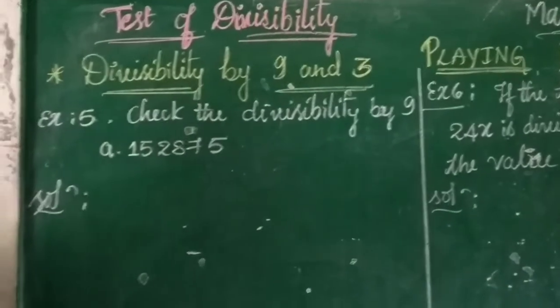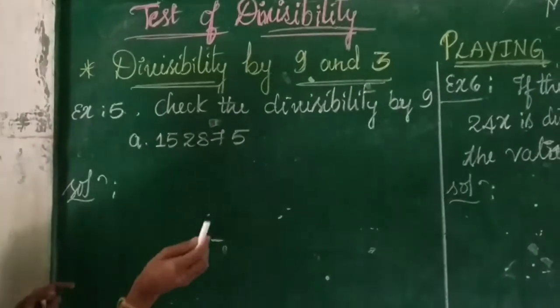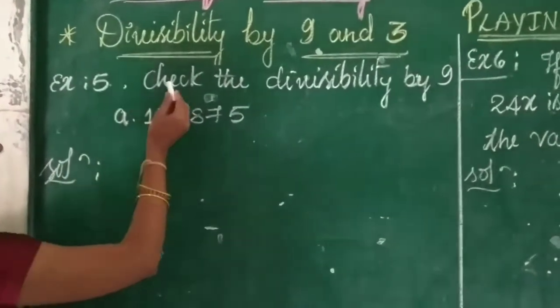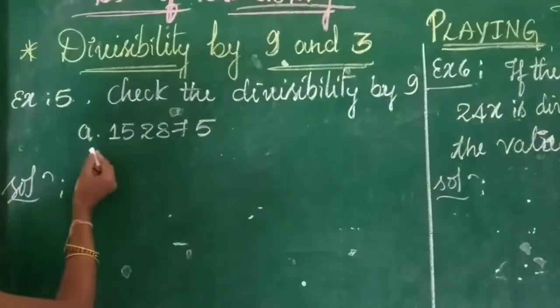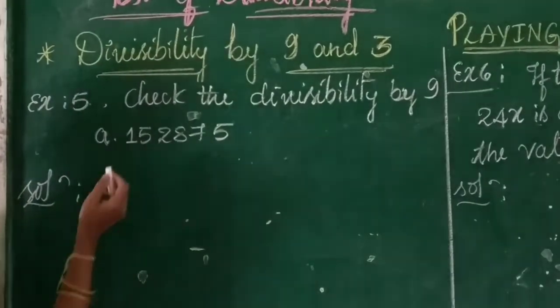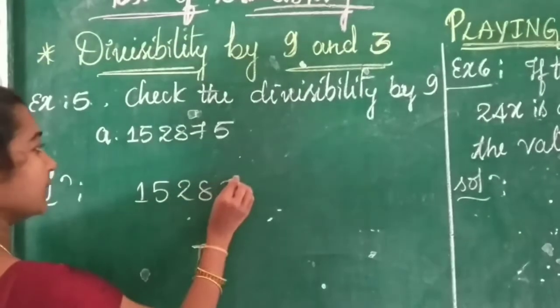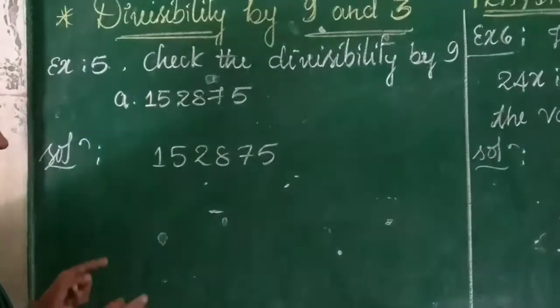Children, now let us do some problems based on divisibility by 9 and 3. In your textbook, take example 5. Here, what is being asked? Check the divisibility by 9. See children, now let us check divisibility by 9 for this number. See, the number is like this. Is this number divisible by 9 or not?